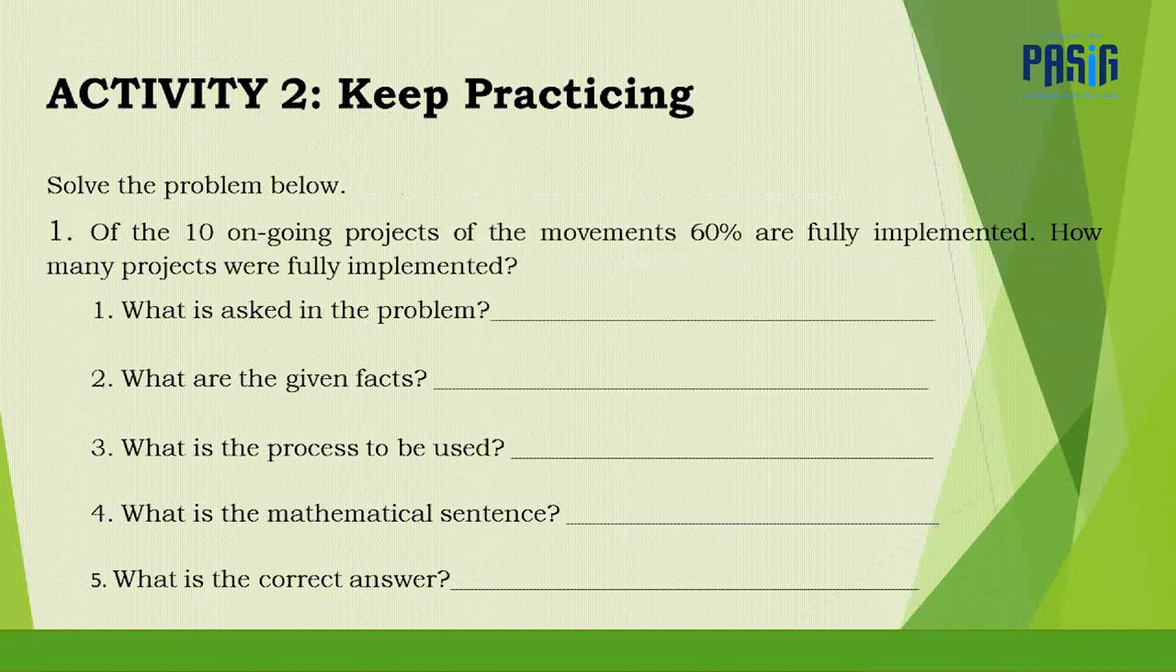For activity 2, keep practicing. Solve the problem below. Of the 10 ongoing projects of the movements, 60% are fully implemented. How many projects were fully implemented?